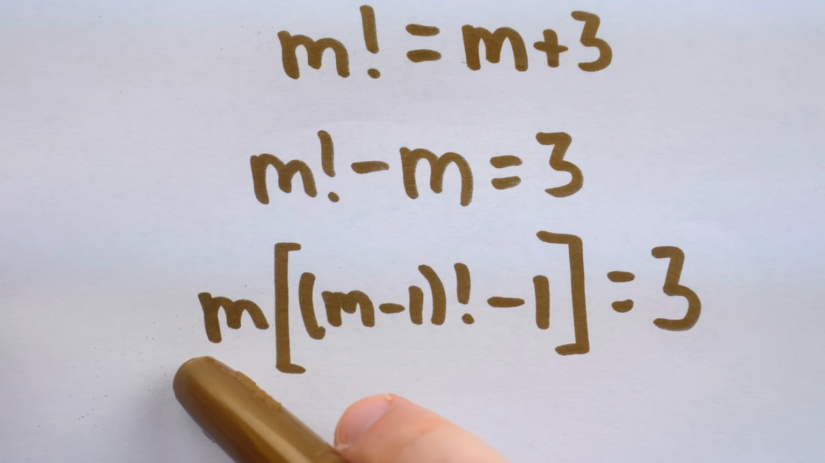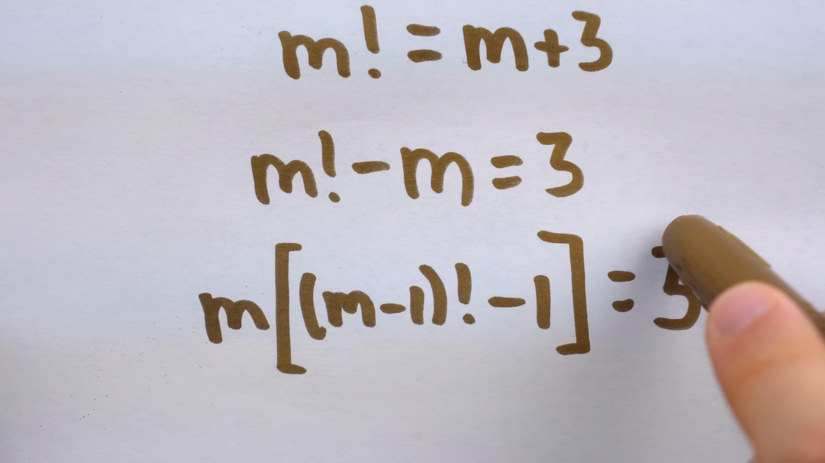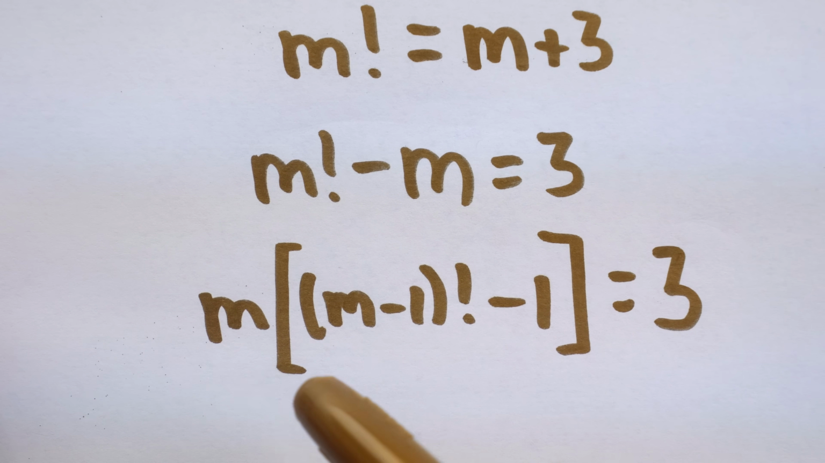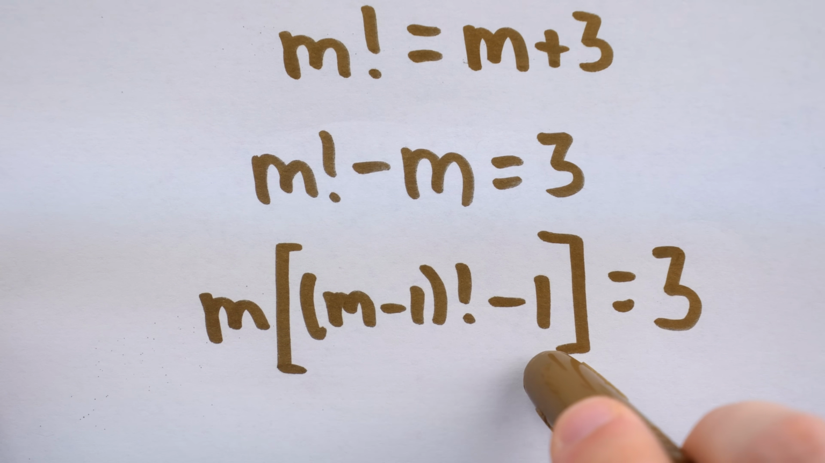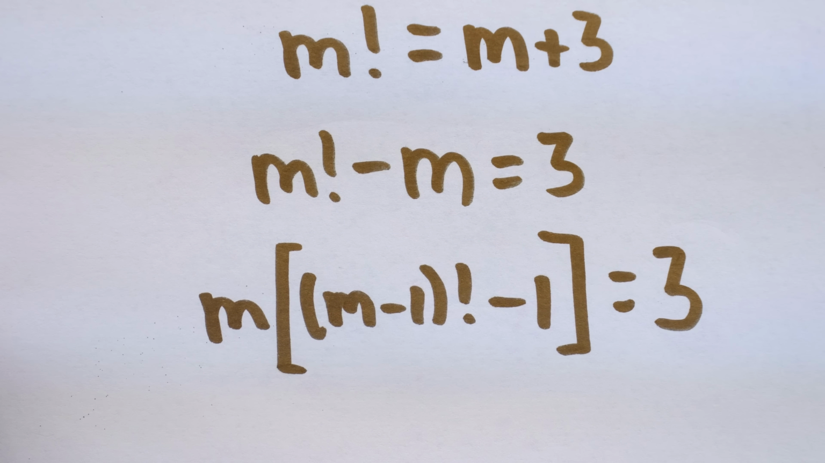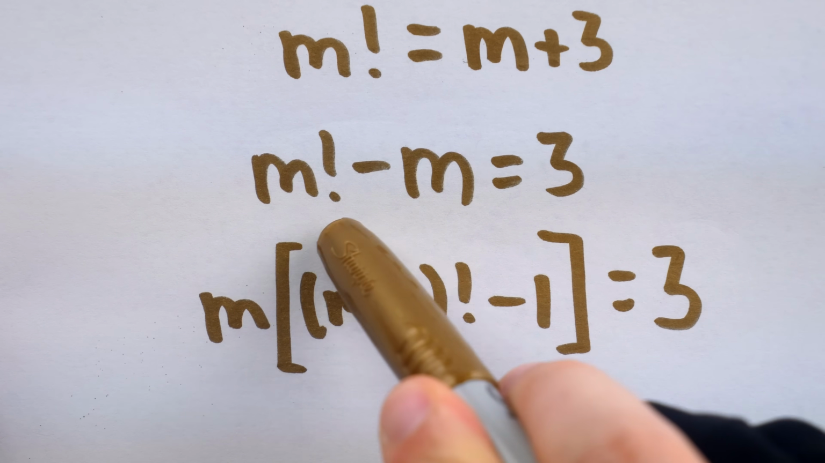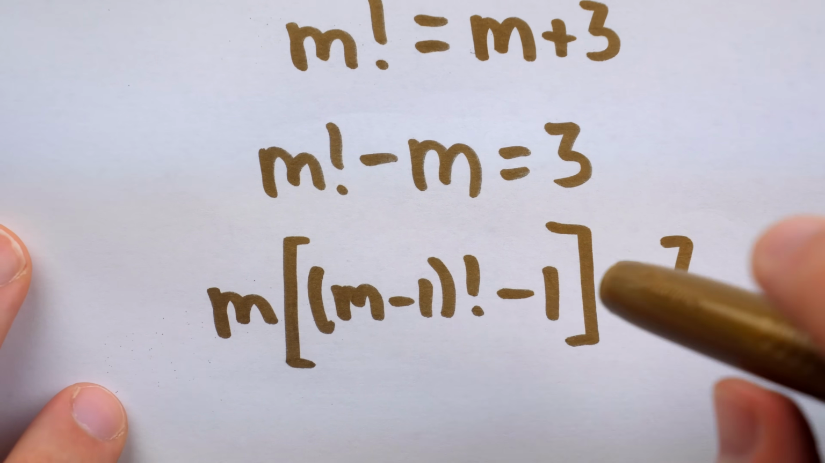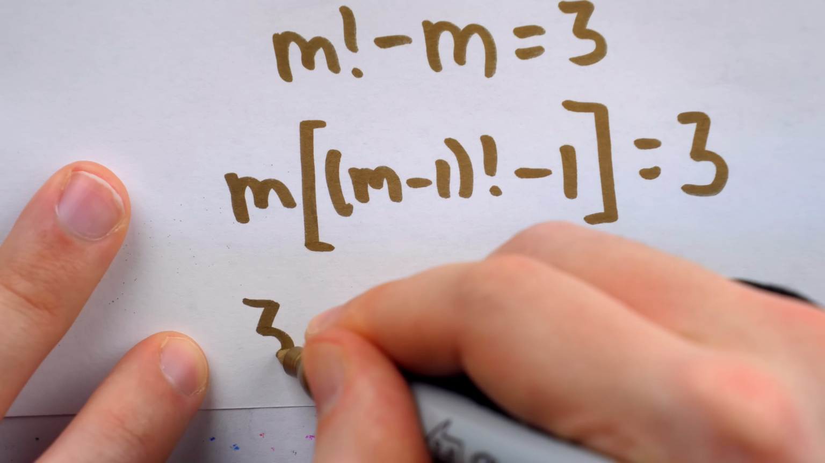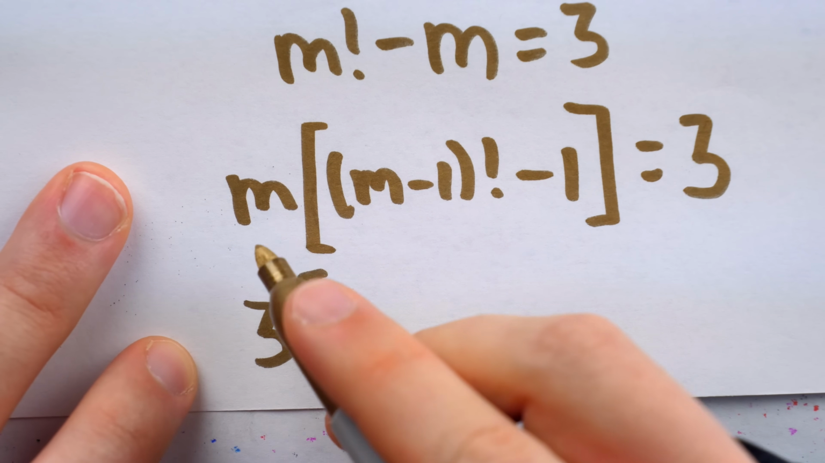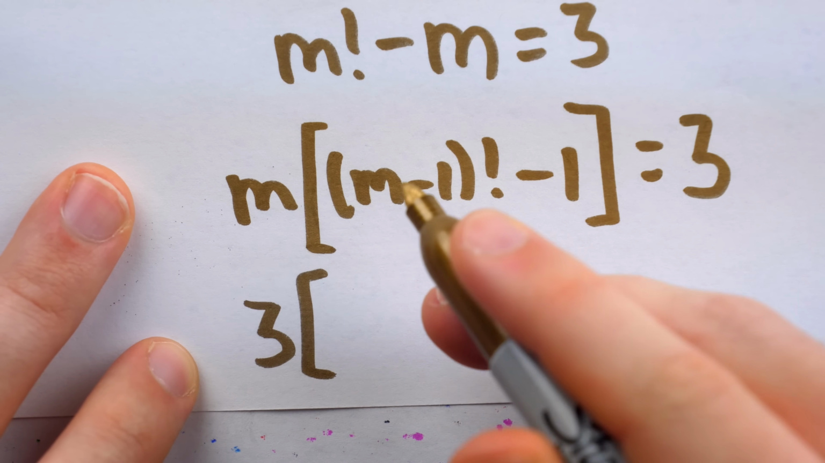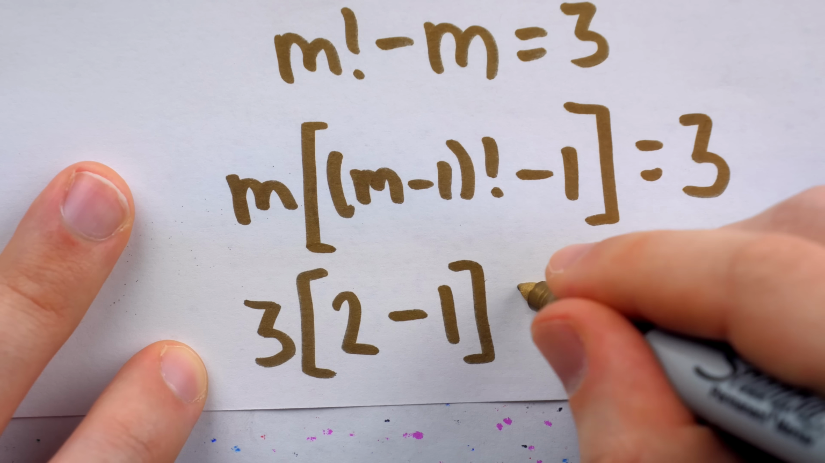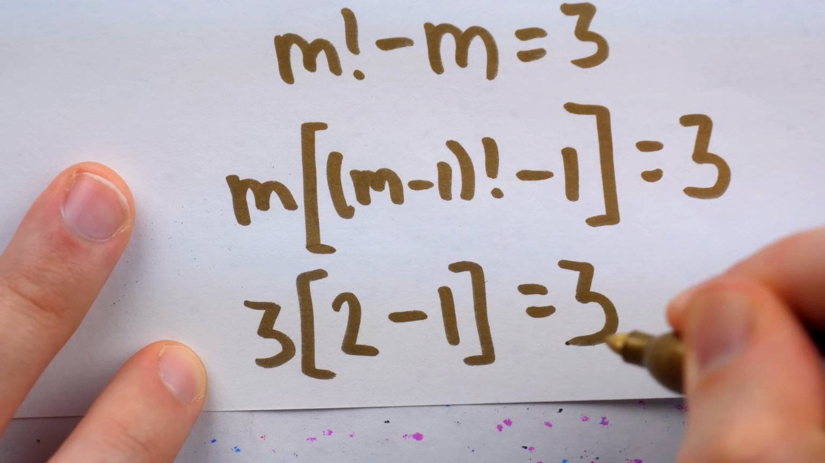Now, because we have a product of positive integers equal to 3, a prime number, there really aren't many options. In fact, there's only one. This has to be 1 times 3 or 3 times 1. M equals 1 clearly doesn't work, because then this would be 0 times 1, which is not 3. So then it must be that m equals 3, and if we plug that into this equation, we'll see it works. M equals 3, 3 minus 1 is 2, and 2 factorial is just 2, so times 2 minus 1, and of course 3 times 2 minus 1 is indeed equal to 3.